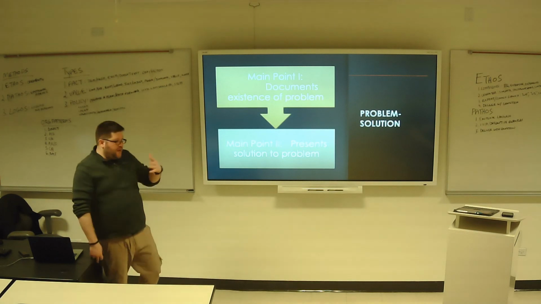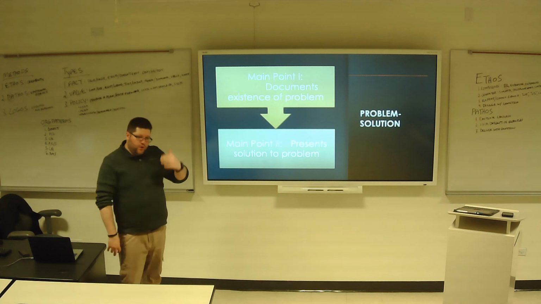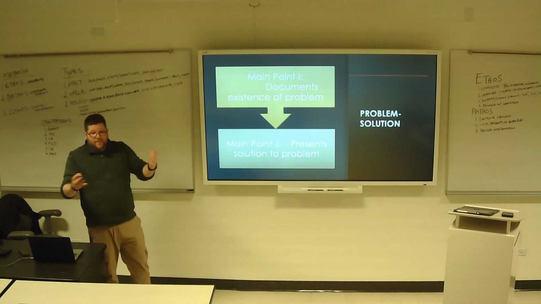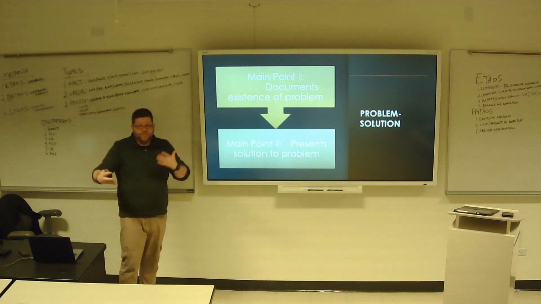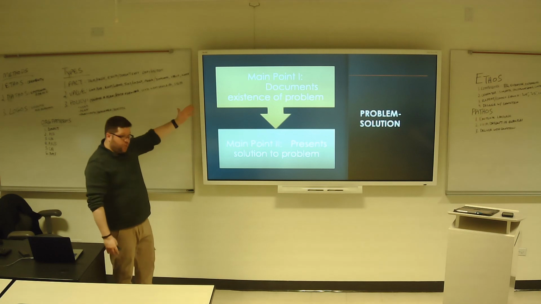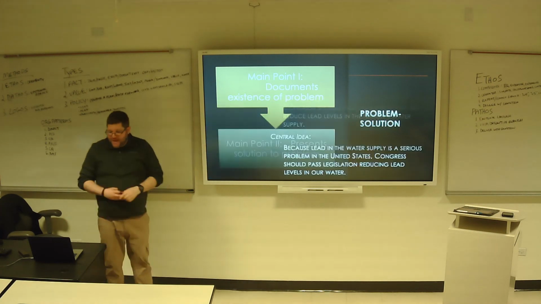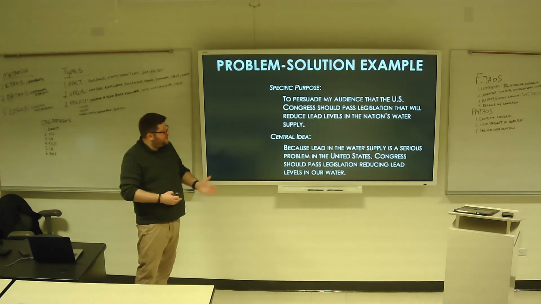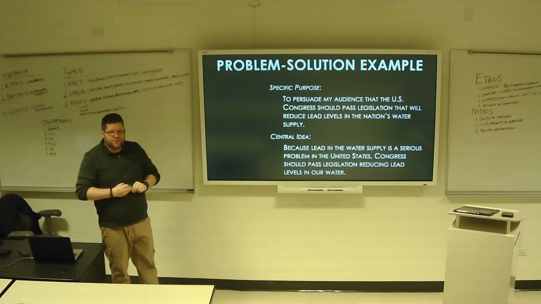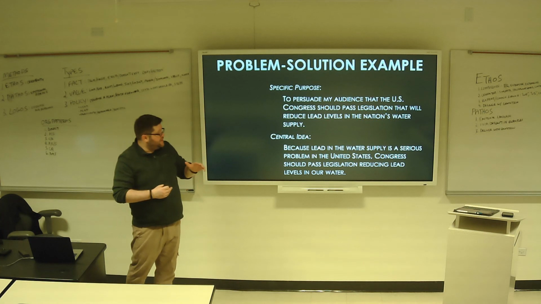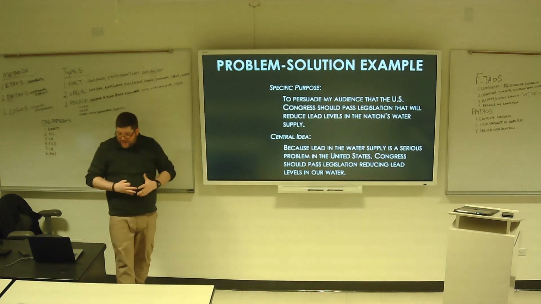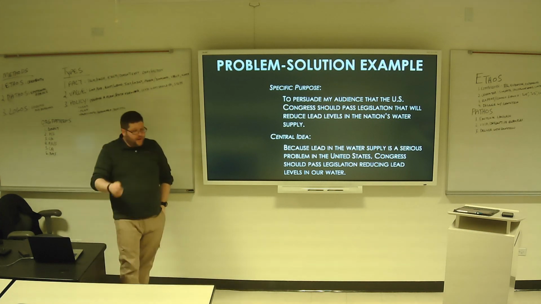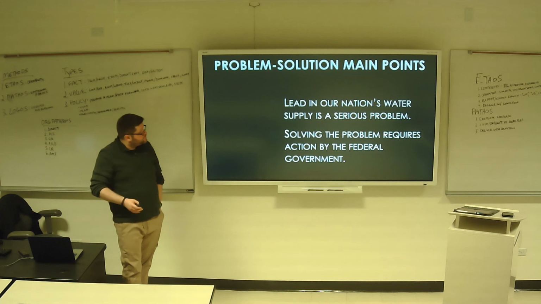We did these, this was a possible option for informative speeches, right? So we learned about this when we learned about informative speaking, but here you are taking a position on some kind of topic where there's opinions on both sides and convincing us that a problem exists and that there's a solution to that problem. My example would be to persuade my audience that the U.S. Congress should pass legislation that will reduce lead levels in the nation's water supply. Because lead in the water supply is a serious problem in the United States, I think Congress at the federal level should pass legislation reducing lead levels in water so that everyone benefits.